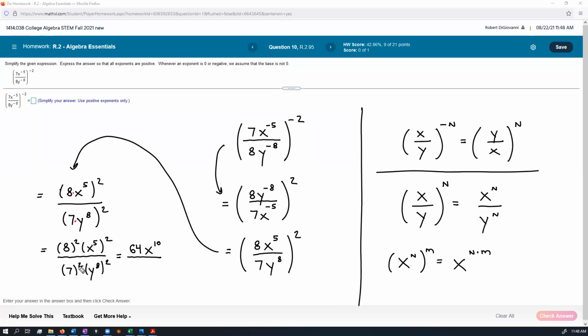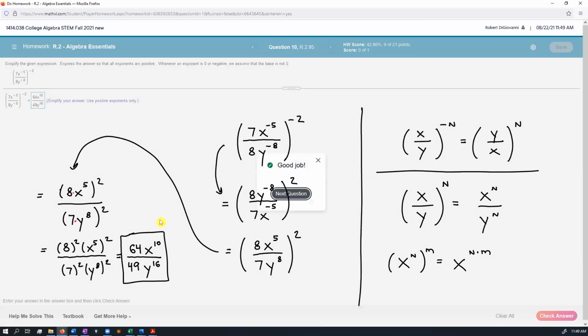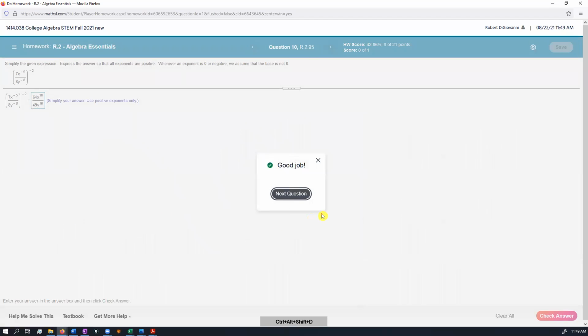over, now 7 squared is 49. And then y to the 8th squared, I multiply 8 times 2, I get 16. So y to the 16. There we go. So let's try this answer in here. So it's 64 x to the 10th over 49 y to the 16th. All right, we got it.